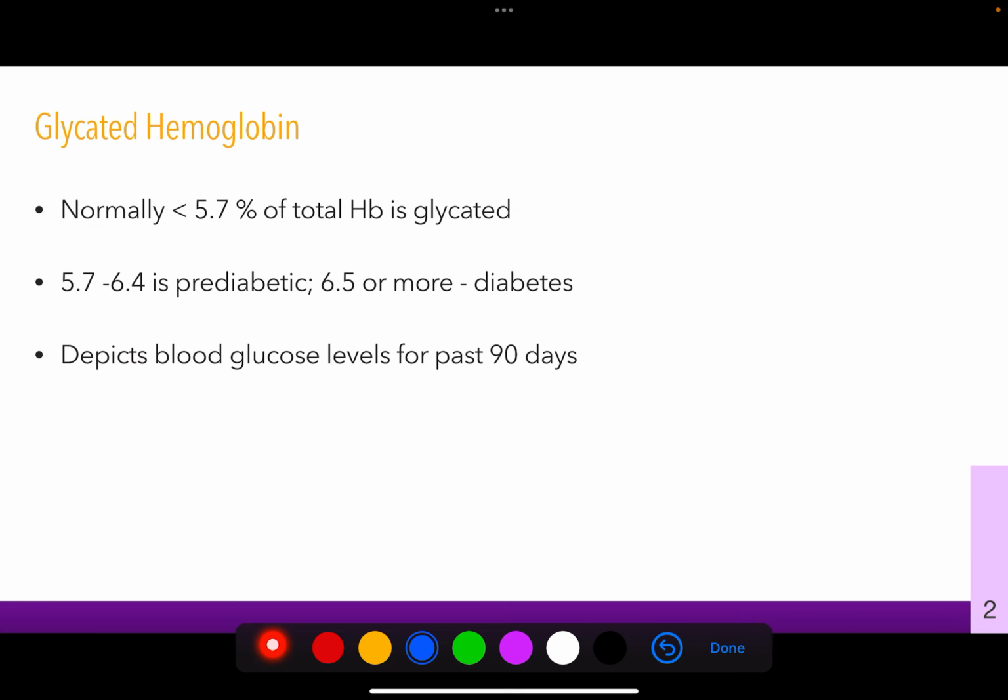Next, normally less than 5.7% of the hemoglobin in our body is glycated. If it increases, it is either pre-diabetes or diabetes. So 5.7 to 6.4 is pre-diabetic and 6.5 or more is diabetes. It depicts blood glucose levels for the past 90 days.